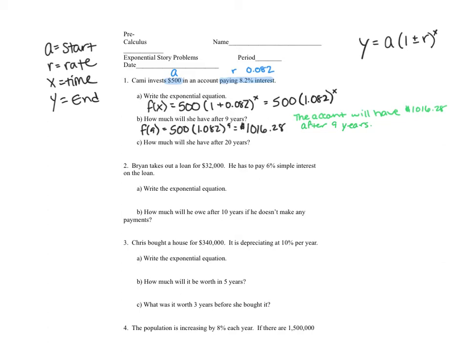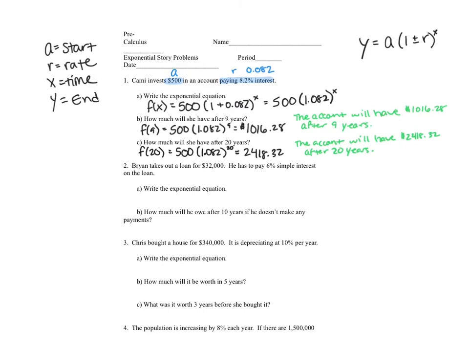Let's try this again. So now we want to know, how much money will she have after 20 years? So f of 20 is 500 times 1.082 to the 20th, and that's going to be 2418.32. So that's a lot of money. So we can say the account will have $2,418.32 after 20 years, which is a lot.